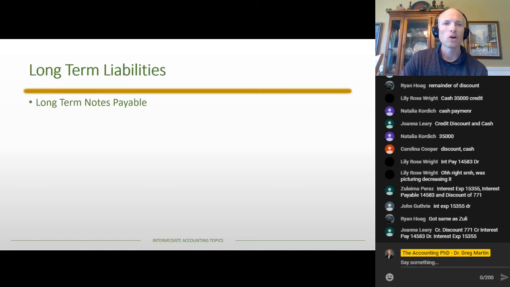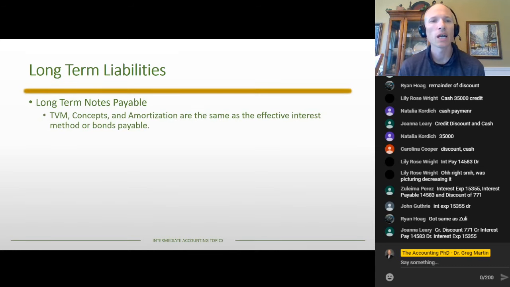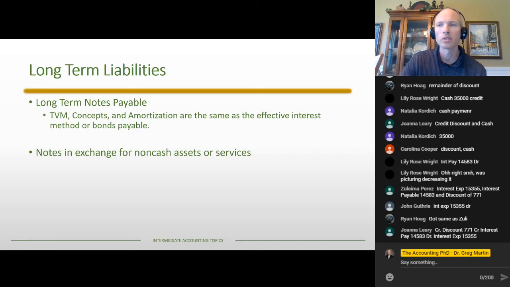All right, long-term notes payable. The time value of money concepts and amortization are all the same as the effective interest method for bonds payable. I should say for, not or. So I don't really want to do another example just because it's exactly the same math as we just did. But I do want to quickly talk about notes in exchange for non-cash assets or services, just because I think this is something that some students tend to forget.